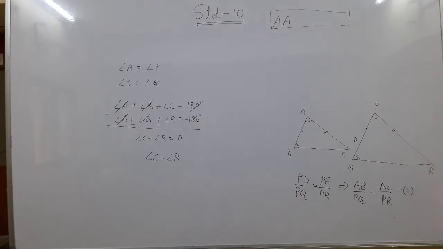So what is this criterion called? This criterion is called the AA criterion. AA similarity criterion means only two angles of two corresponding triangles are congruent, then the condition is a similarity.